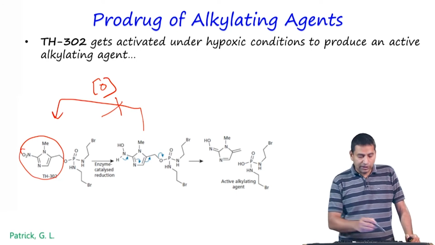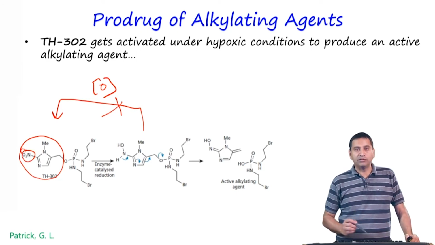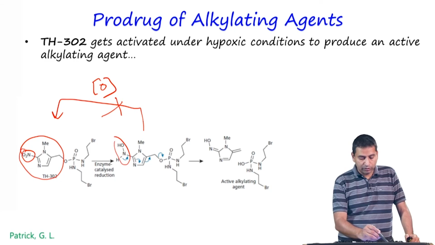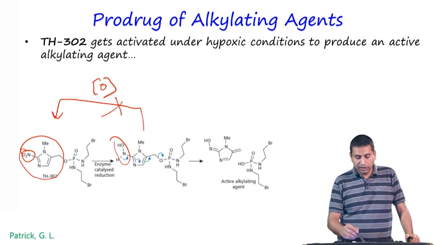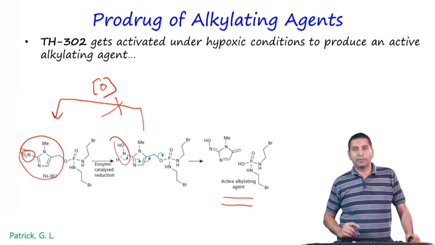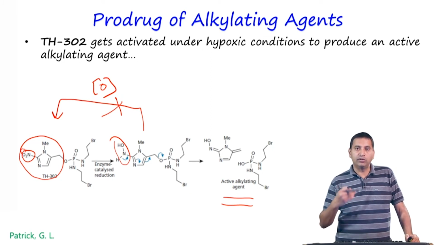Once the electron withdrawing nitro group is converted to a fairly electron donating group, the lone pair can then push arrows to kick out the active alkylating agent. So, this is one strategy that has been used to selectively deliver an alkylating agent to hypoxic cells.